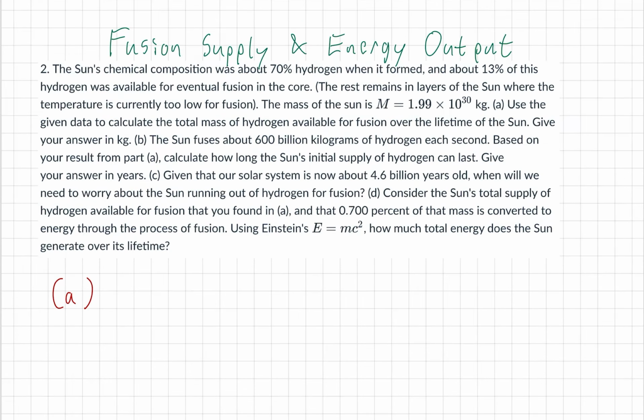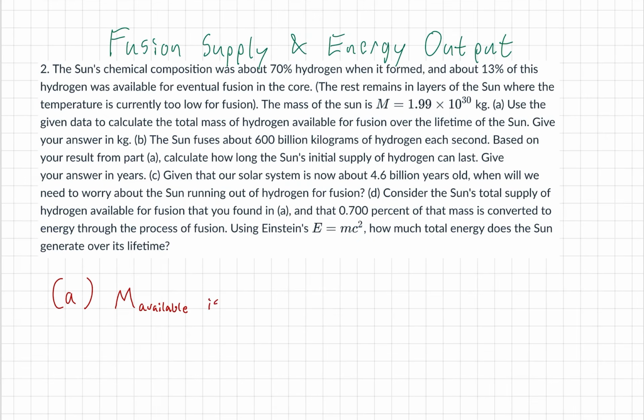Okay. So the mass of the sun here is given as 1.99 times 10 to the 30 kilograms, pretty accurate number as far as we know. Use the given data to calculate the total mass of hydrogen available for fusion over the lifetime of the sun. And we're going to give this in kilograms, okay? So we need, just based on the percentage we were given, what is our available fuel, all right? So M available in this case is just a series of ratios, okay? It's just going to be your relevant ratios to get there, right?